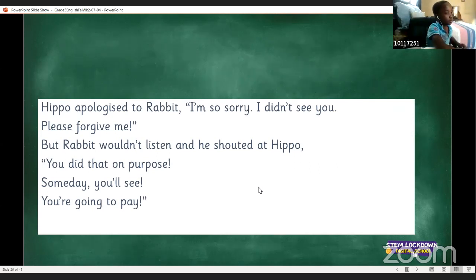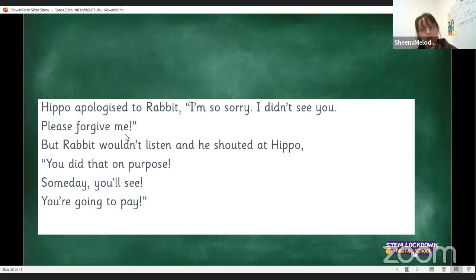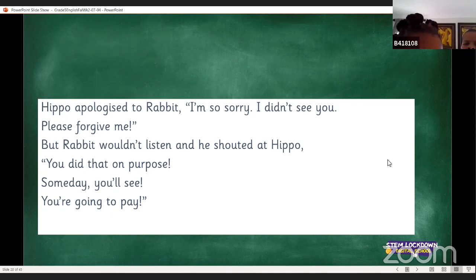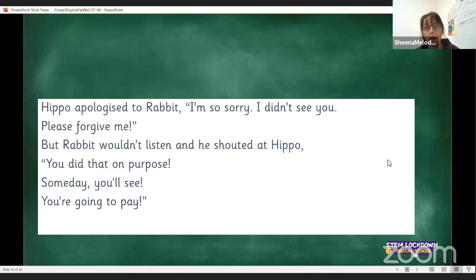Who can tell me how the hippo is talking and how the rabbit is talking? They're not saying it in the same feeling. Yes. The rabbit is talking loudly and the hippo is talking softly. Okay, that is right. But there's another feeling. Anybody else got any other ideas? Yes, sweetie.